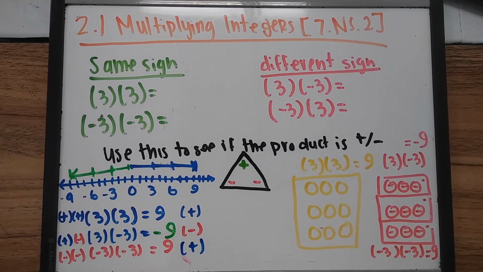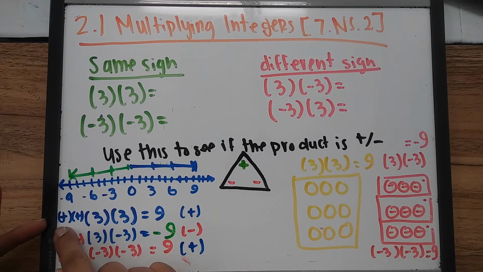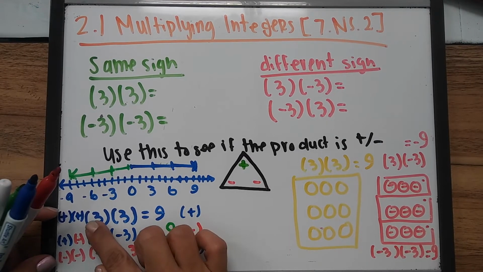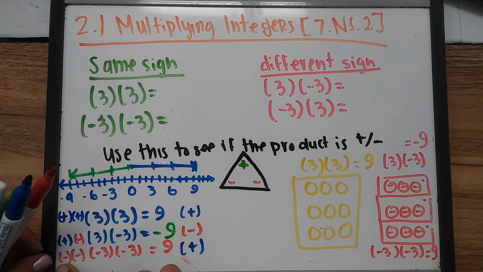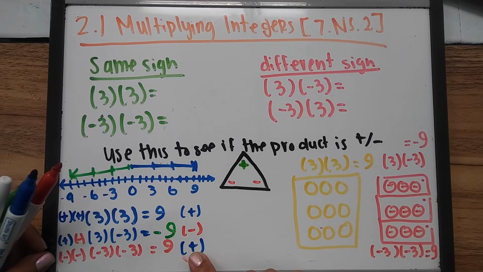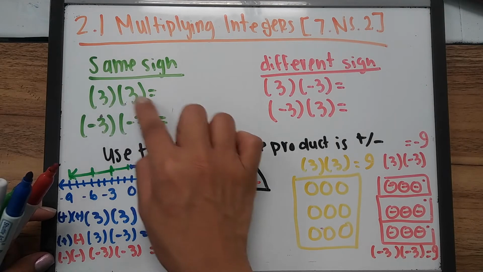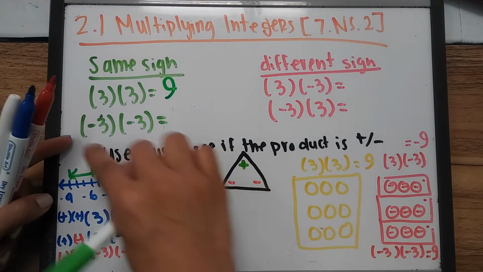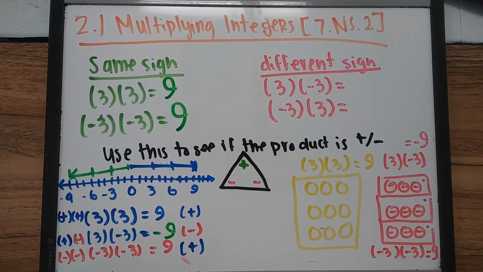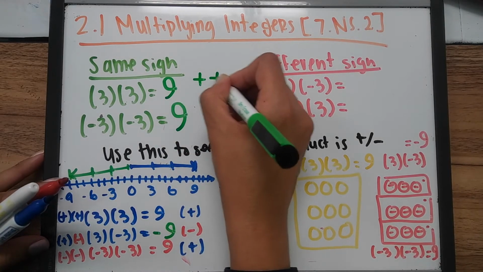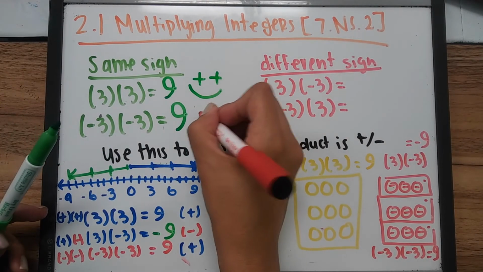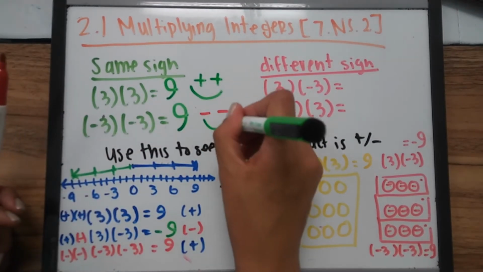So what do I notice? I notice that when the factors have the same sign, I end up with a positive product, a positive answer. I had a positive times a positive that gave me a positive, and a negative times a negative that gave me a positive as well. So in both of those cases, we get +9. Something that can help you remember that is if you have a positive times a positive, you're going to get a happy face, so that's a positive. And if you have a negative times a negative, you also get a happy face, okay?